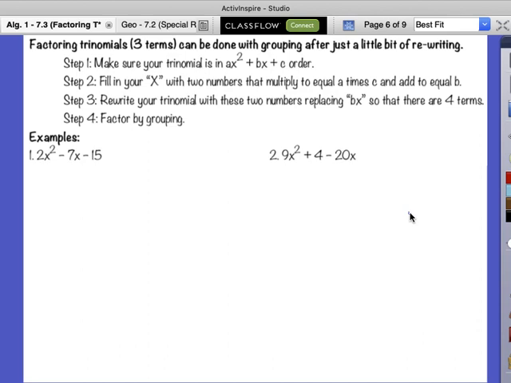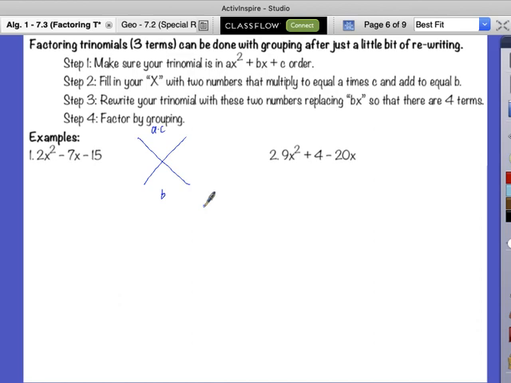So what we're going to have to do is make an x. I'm going to make an x big enough so I can write one number in the top, one number in the bottom, one number in the left, and one number in the right. On the top, I'm going to put what our a times c is. And on the bottom, I'm going to put our b.